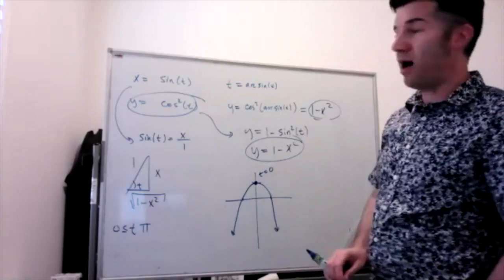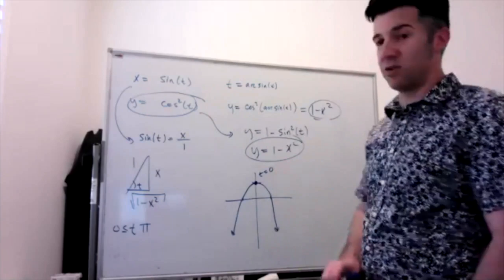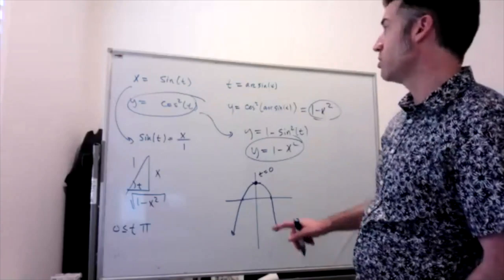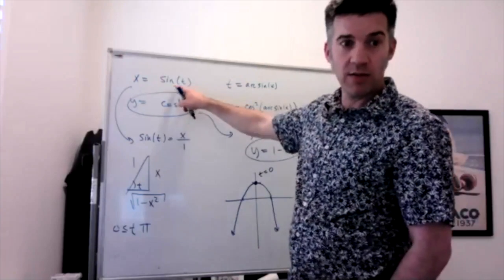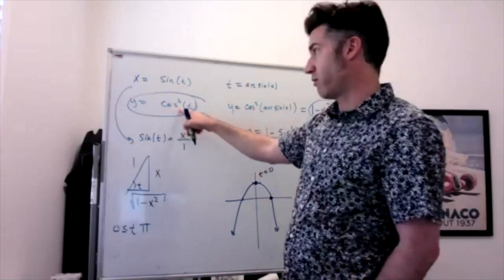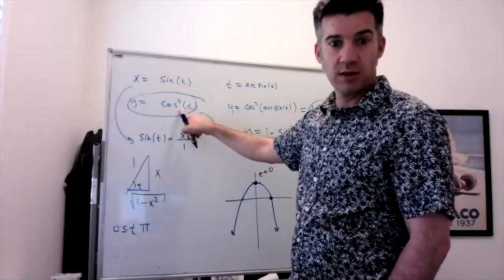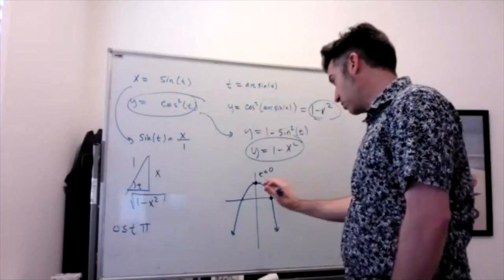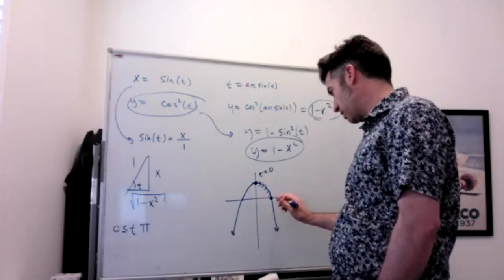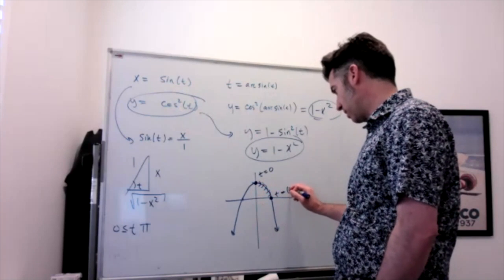And then when I get to pi, maybe I should go to pi over 2 first. Yeah. So I get to pi over 2. Sine of pi over 2 is 1. So x is going to be 1. So I'm probably going to be right here. Because cosine squared of pi over 2 is 0. So I do this, right? I go this way, this way, this way. I get to the point 1, 0, t equals pi over 2.